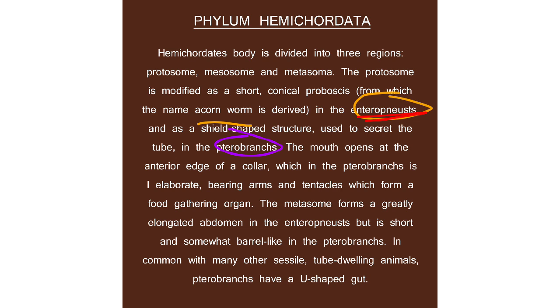In the enteropneusta, the proboscis serves as a shield-shaped structure, while in the pterobranchia it secretes the tubes. It secretes the tube in pterobranchs. Now, the mouth opens to the anterior edge of the collar. I will show you the structure of a typical hemichordate where you will see the conical proboscis and the collar. In pterobranchs, it is elaborate. It bears arms and tentacles, which form a food gathering organ.